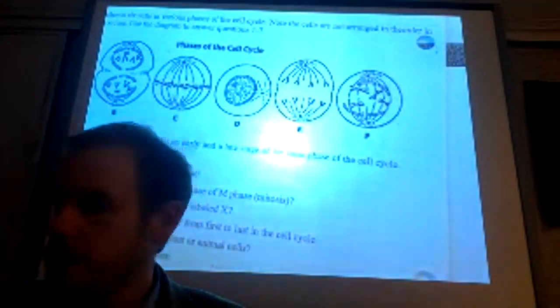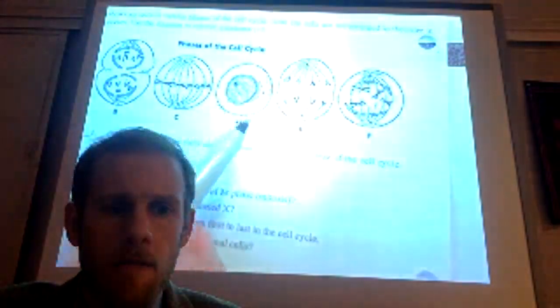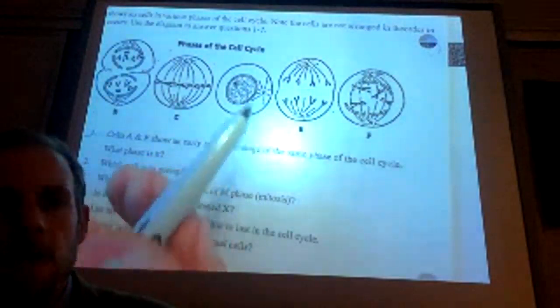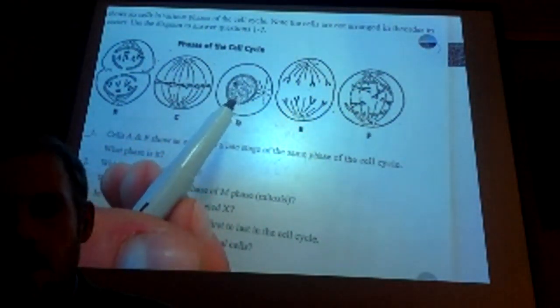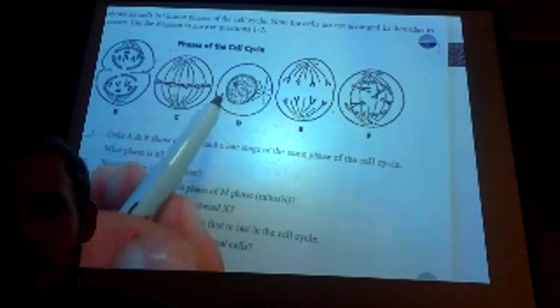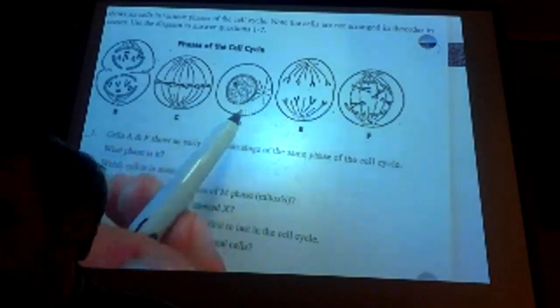D is showing us interphase. I can see a full nucleus there, if you guys can see it. I can't see any chromosomes, so we're not in mitosis yet. This is where the cell normally is. So we could start with D. The cell begins in interphase, right?